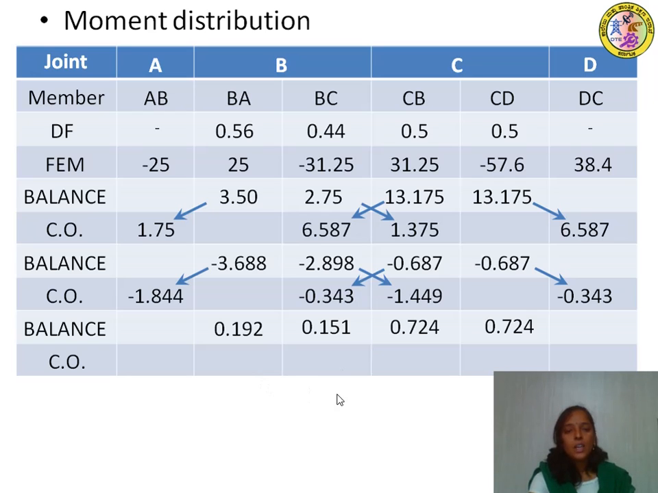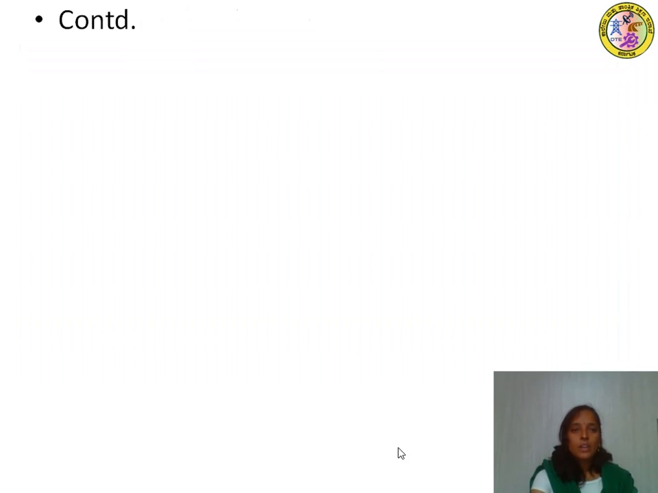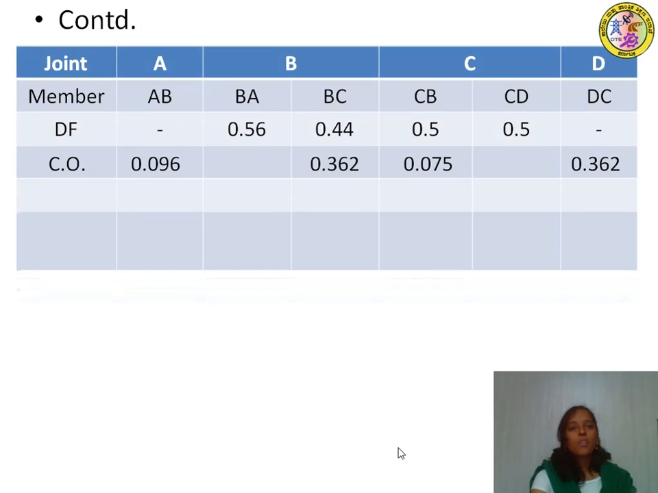So the next step is carryover from BA to AB. Half of 0.192 is equal to 0.096, and from BC to CB, half of 0.151 is equal to 0.075. Next, from CB to BC, half of 0.724 is 0.362. Similarly, from CD to DC, it is 0.362. So that is the distribution of moments. We will carry the same to the next page so that we can calculate the final moments.